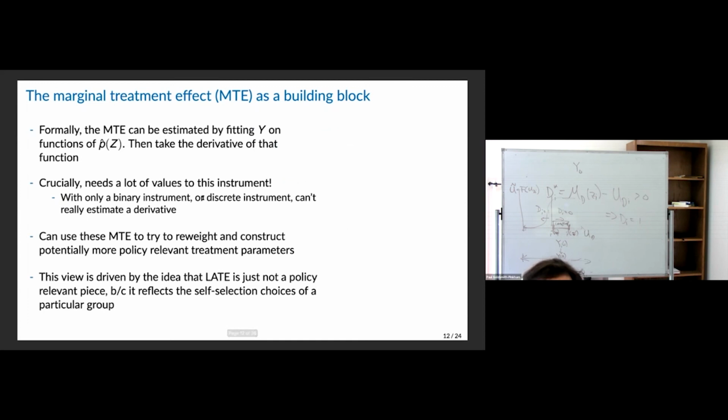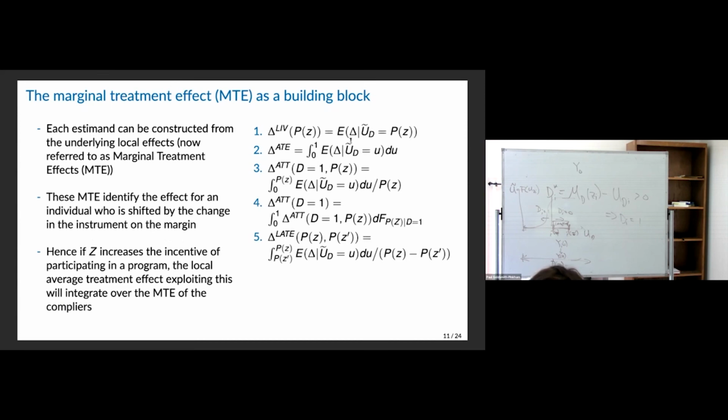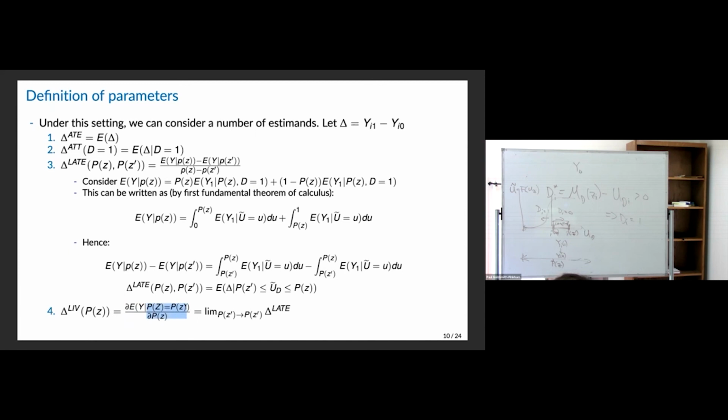There are a couple of points that I want to highlight here. Formally, you can actually estimate the marginal treatment effect. What you do is fit the outcome Y on functions of the propensity score. So imagine you estimate the propensity score for different values of Z. Say Z is a continuous valued function and you can estimate it for lots of values. Then you take the conditional expectation of Y on those different values of the propensity score, map that out, and then take the derivative. And you can see how that happens here. If we estimate the function Y at different values of Z, and then take the derivative with respect to the propensity score, that gets us exactly the marginal treatment effect.